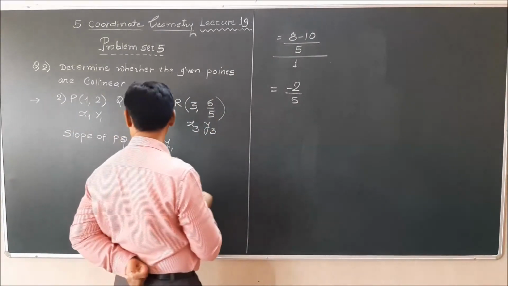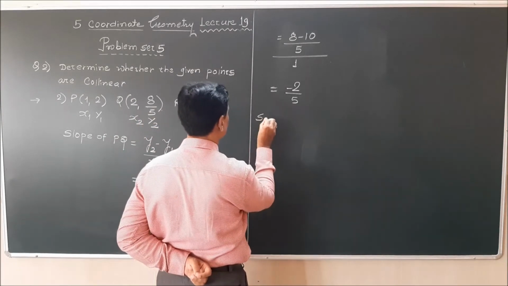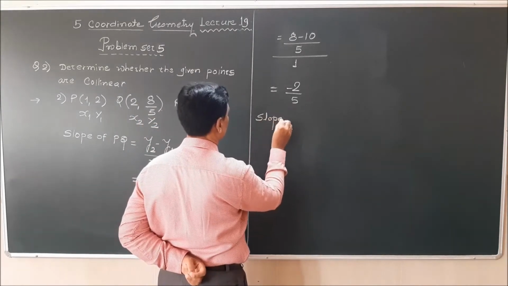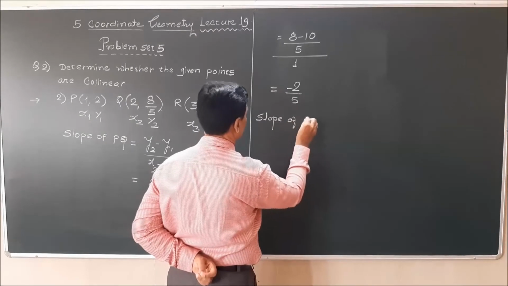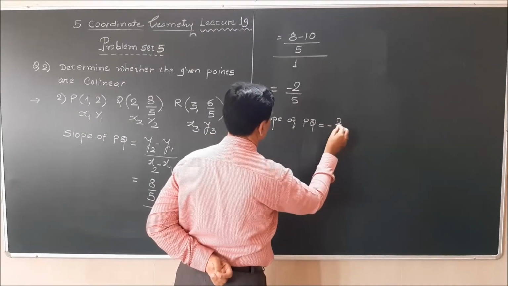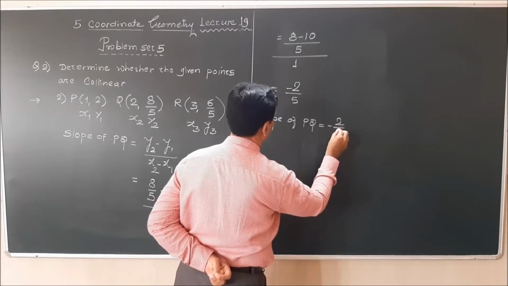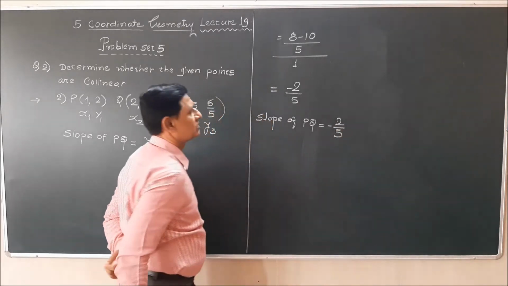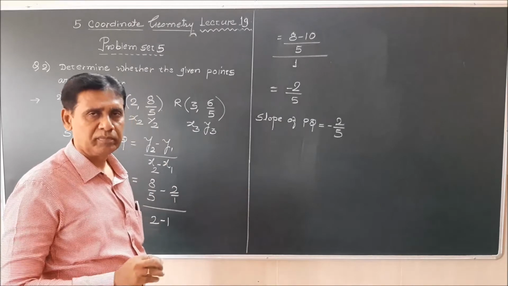So slope of PQ is equal to minus 2 upon 5. So this is how we got slope of PQ.